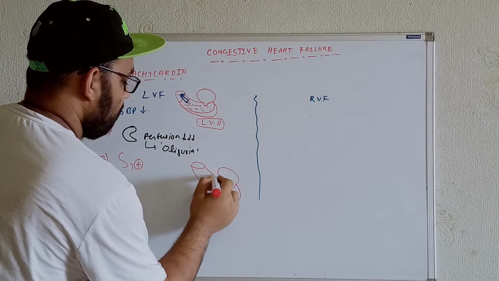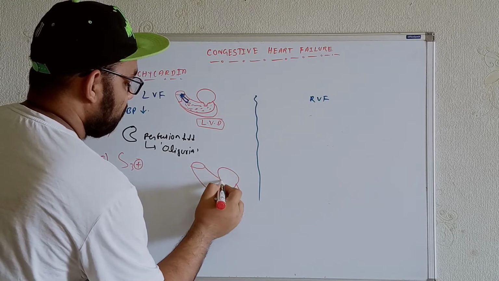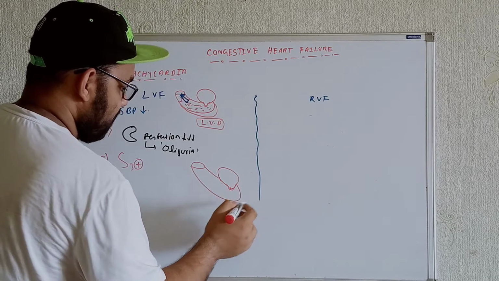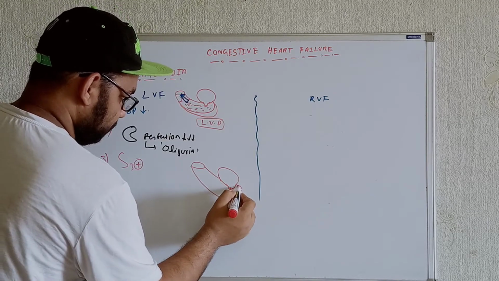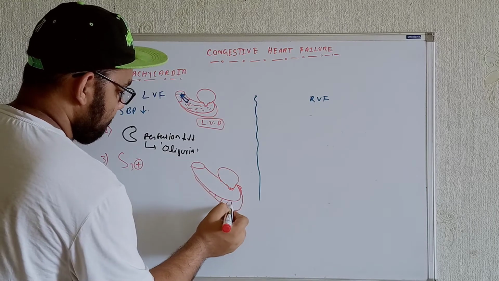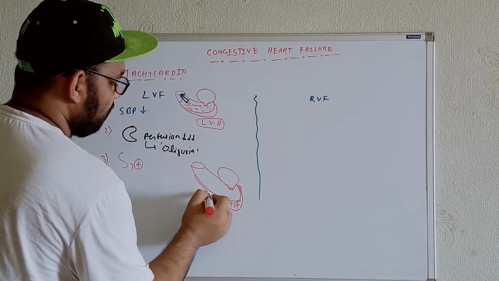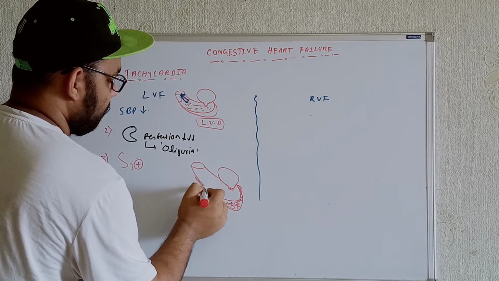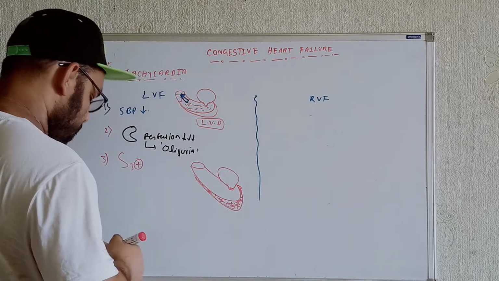See, I have already explained. We will get left ventricular hypertrophy, or we will get dilations, for example. So whenever we get left ventricular dilations, let's do it this way.